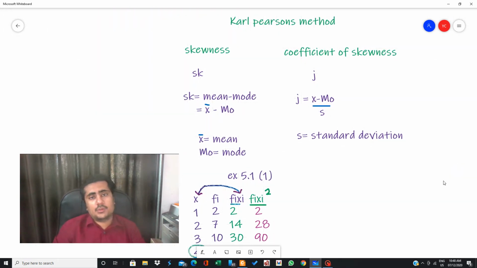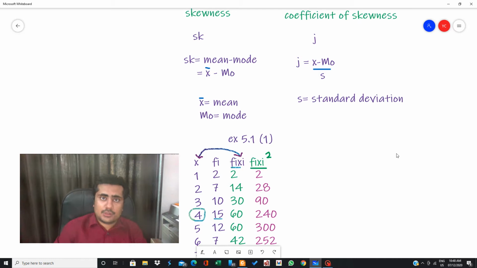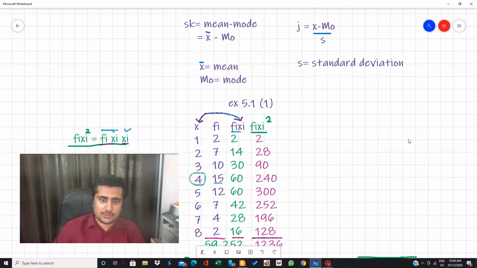You will be asked to find the skewness and its coefficient. Skewness is denoted by Sk and coefficient is denoted by J. Now the formula for skewness is mean minus mode. Then its coefficient of skewness is mean minus mode upon standard deviation.